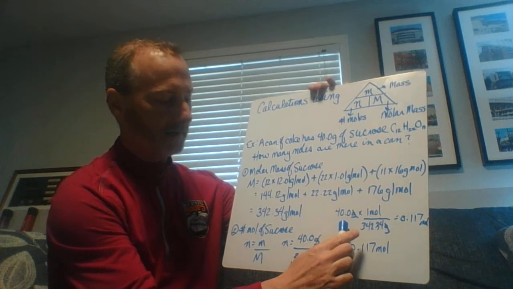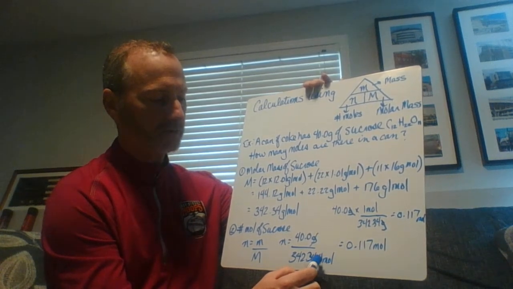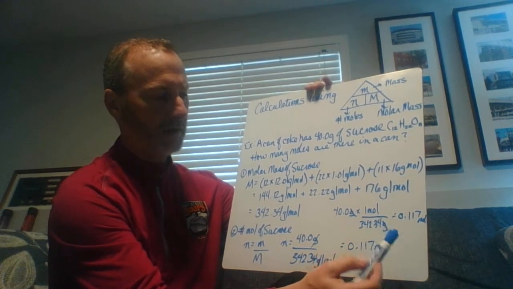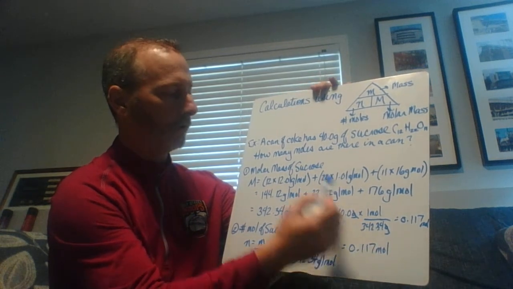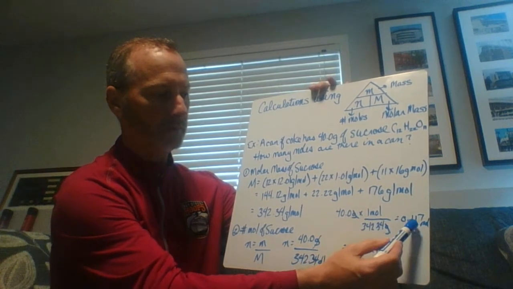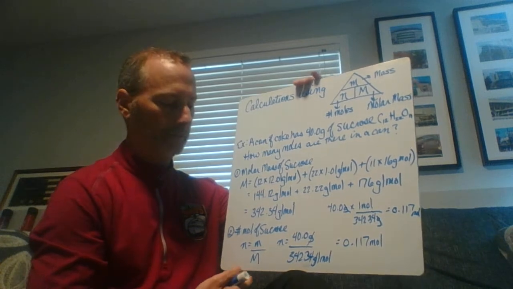The book will write it like this. They don't like to have a fraction under a fraction, so 40 grams times 1 mole over 342 grams, because in 1 mole there are 342.34 grams of sucrose. That cancels out the gram units and leaves you just moles. Same answer, but we have to make sure it's properly labeled in terms of significant digits. All right, so that's the first one, using the triangle.